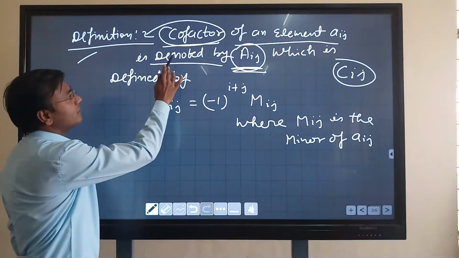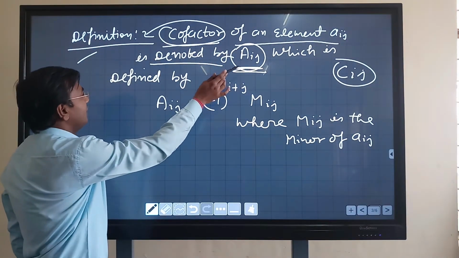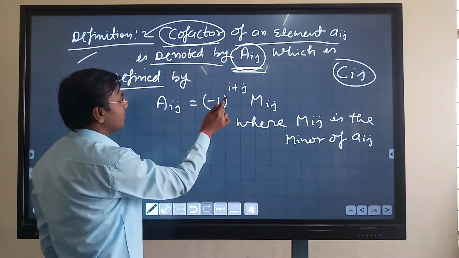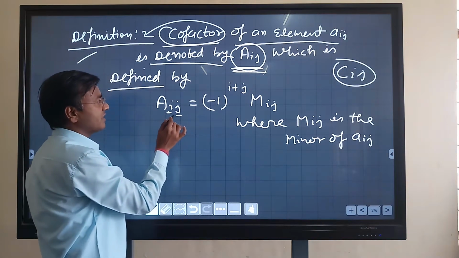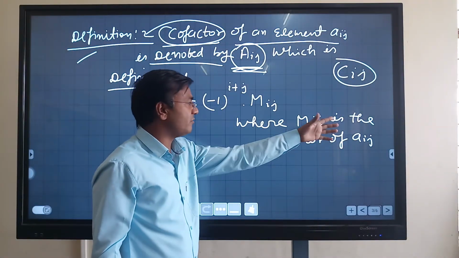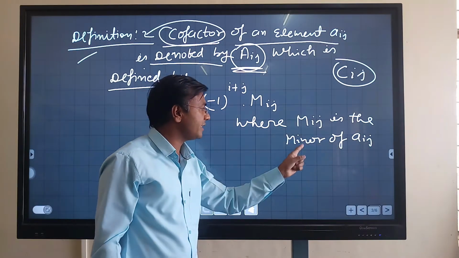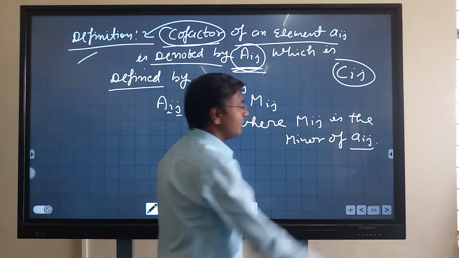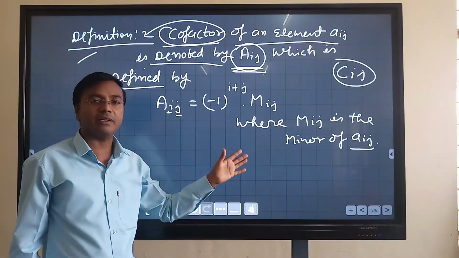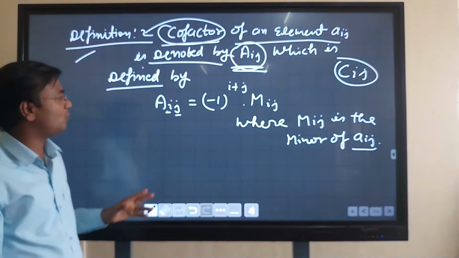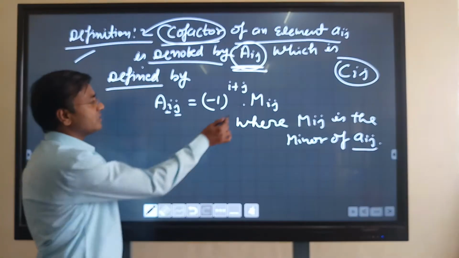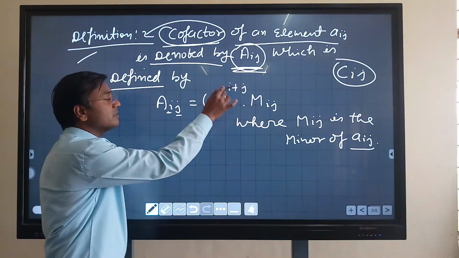So cofactor of an element is denoted by Aij, and how is it defined? Aij equals minus 1 to the power i plus j, whatever the suffixes are, into Mij. What is Mij? Mij we just calculated in the previous article. Mij is the minor of aij. It means in order to find the cofactor of any arbitrary element, we just need to find its minor also. Otherwise, we are not able to find the cofactor. As the cofactor is directly related to Mij, the only difference is the symbol minus 1 to the power i plus j.